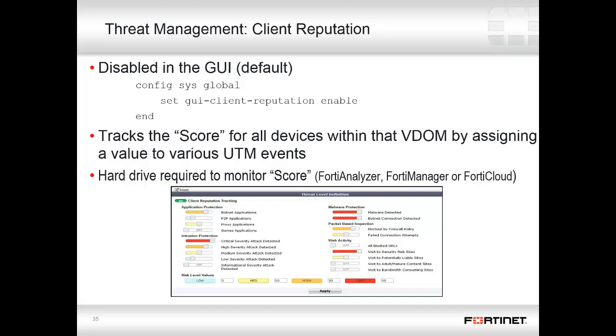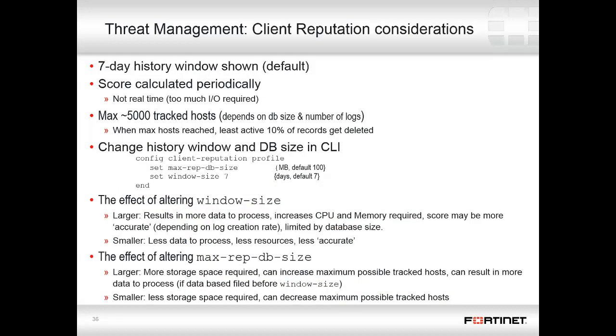Client reputation is a way to track problem behavior. Those users or devices that have a high reputation are behaving badly according to the rules you have configured and therefore need the most attention. By default, Client Reputation will look at data up to a week old and the score will be updated every 10 minutes. Client Reputation is not a real-time monitoring system.